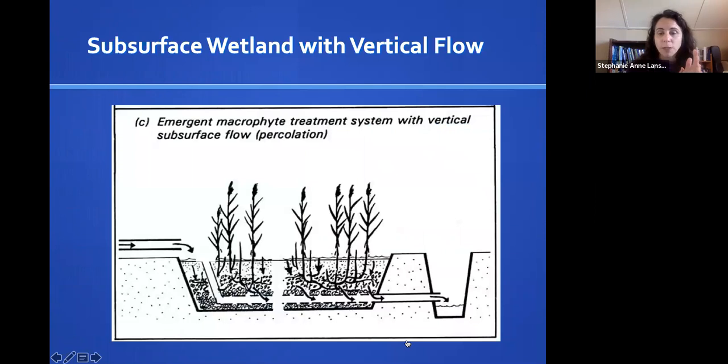So if we have a subsurface wetland with vertical flow, instead of the water coming in here and exiting out at the top, it's actually going to exit out of the bottom. So you have an aerobic zone, because the water isn't filled all the way up at the top. The water is only in this bottom part. And then you have your anaerobic zone, and your discharge at a lower elevation. So it's less time that the water is in the system, but it has both an aerobic and an anaerobic zone, though there's less treatment volume there.